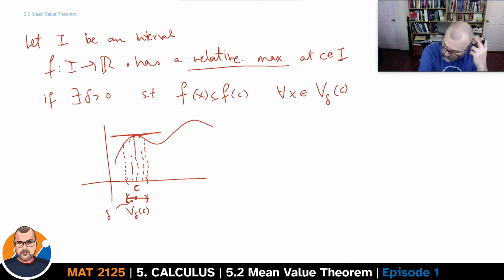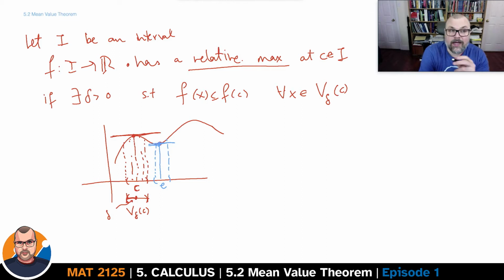And of course, you also have the idea of a relative minimum at some other point. Let's say, I don't know, let's call it E. If there's some neighborhood with a different radius where the value of the function at all the points in the neighborhood will be above the value of the function at the point E.